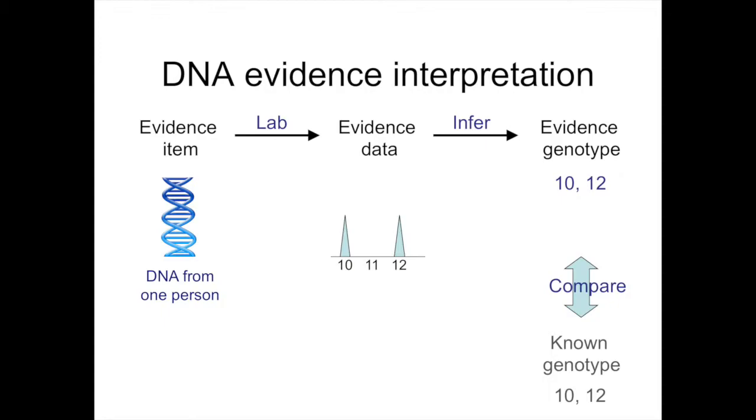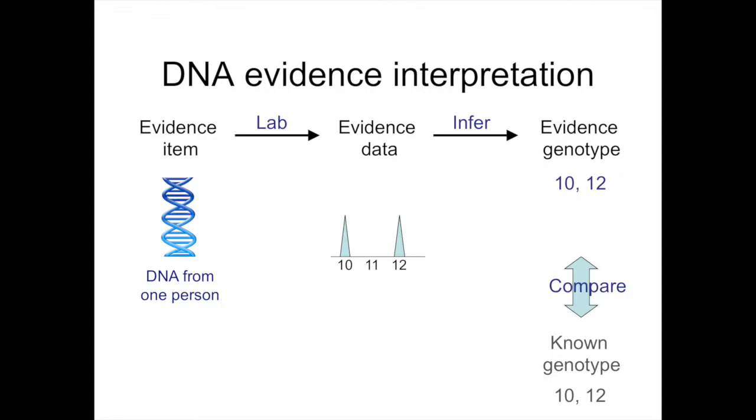How is DNA evidence interpreted? This is a general framework. I'm going to describe it for single source DNA. So assume that you don't have a mixture, there's no degradation, everything's perfect. Lots of DNA, either a cheek swab, blood on the floor. It's from one person, lots of DNA. On the left, we see DNA, maybe an evidence item from one person. That arrow that says lab, the lab does extraction and quantification and amplification, separation, detection, and it produces data.